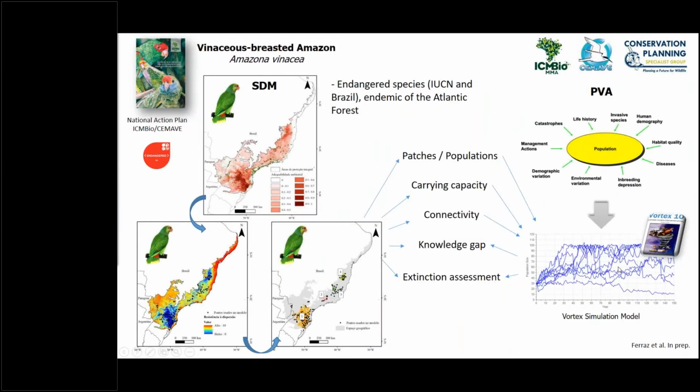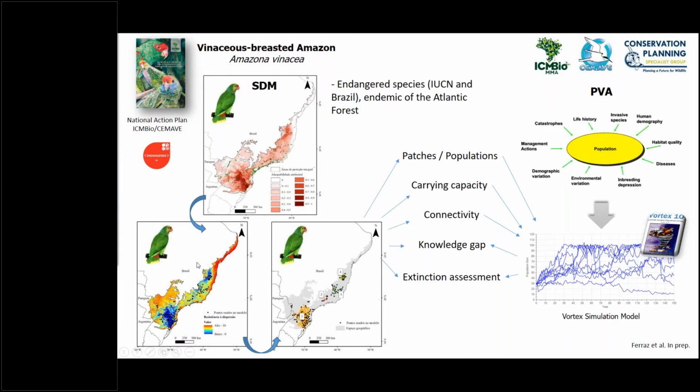And the integration we have been trying to do is to integrate data from the SDM into the PVA. I have two examples. We worked together to model the SDM for Amazona vinacea. It's an endangered parrot species in Brazil, endemic to the Atlantic forest. So we ran the model.